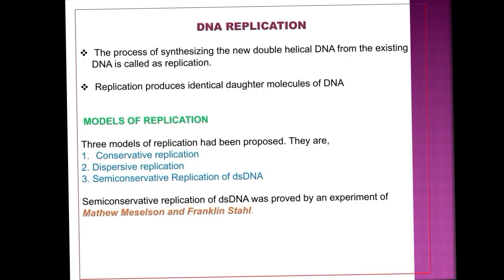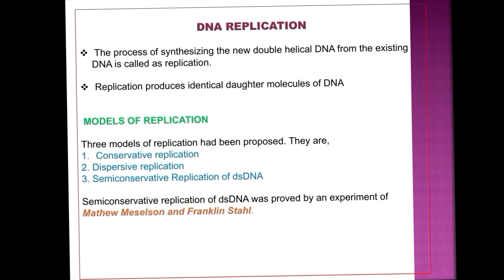The process of synthesizing the new double helical DNA from the existing DNA is called replication. Replication produces identical daughter molecules of DNA. Three models of replication have been proposed. They are conservative replication, semi-conservative replication, and dispersive replication.